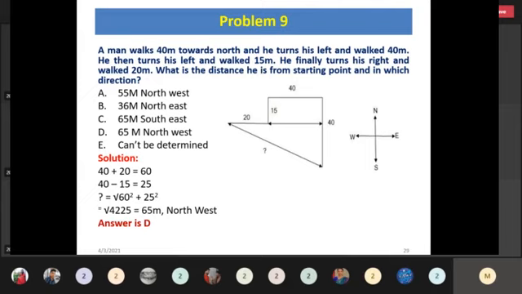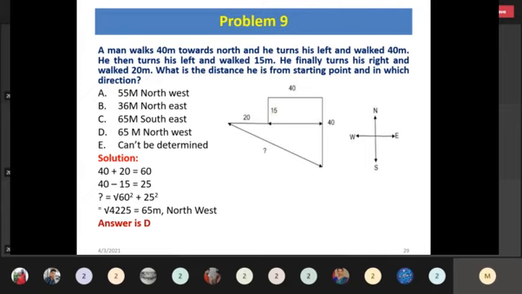So that is the solution. 40 plus 20 is equal to 60, and 40 minus 15 is equal to 25. So the other two distances are 60 and 25. We have to be extremely careful. So the square root of the sum of 60 squared plus 25 squared is equal to root of 65, northwest of course. So the answer is D, root of 65 meters northwest direction.